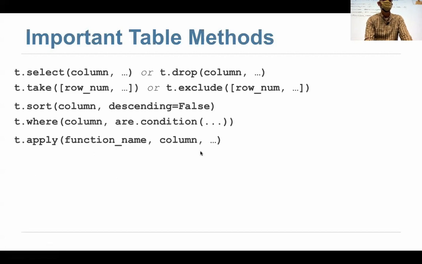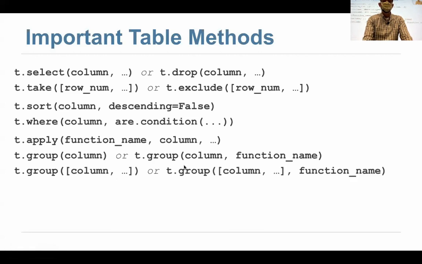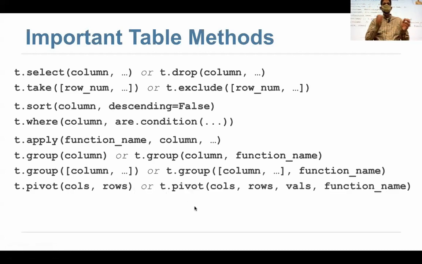So you can apply a function to a particular column. You can group rows together. Remember that you can group by one column or you can group by multiple columns. When you group by multiple columns, you get every possible combination of values in those columns. Or you can pivot, which is kind of like grouping by two columns at once, except what's different about pivot is that instead of getting one row per combination, you get one cell per combination, where the combination is formed by some value for the row and some value for the column.